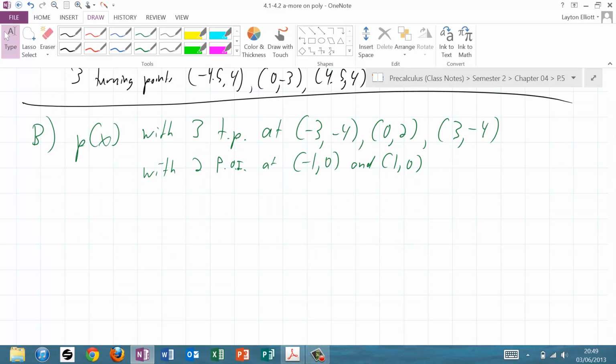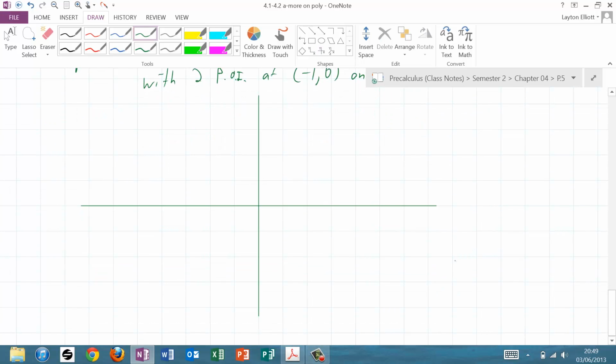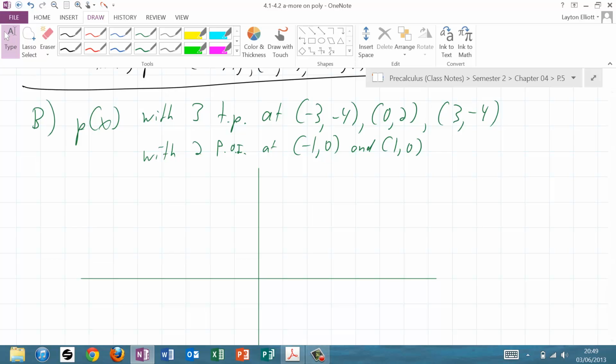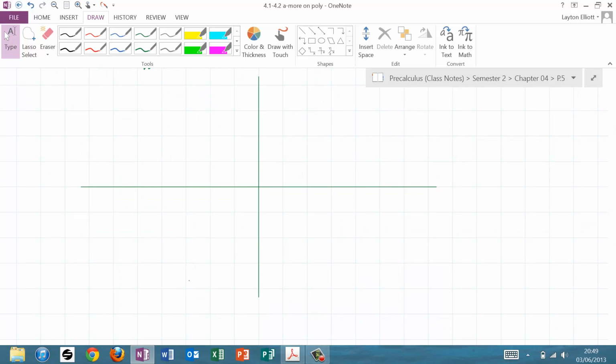And I want you to sketch this. So the sketch of this is going to be, well, we're going to need this and plot all those points. So negative 3, negative 4, 0, 2, 3, negative 4, negative 1, 0, and 1, 0. So if I put that together, I should put points in red.